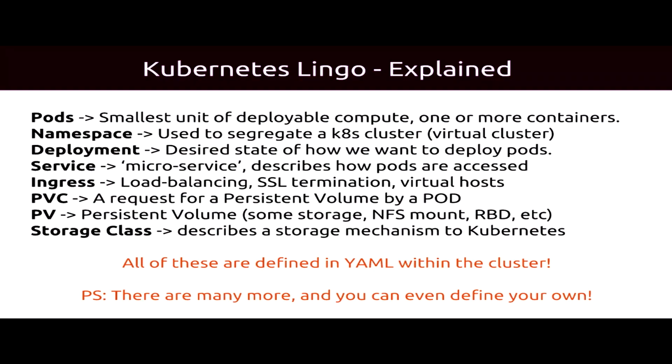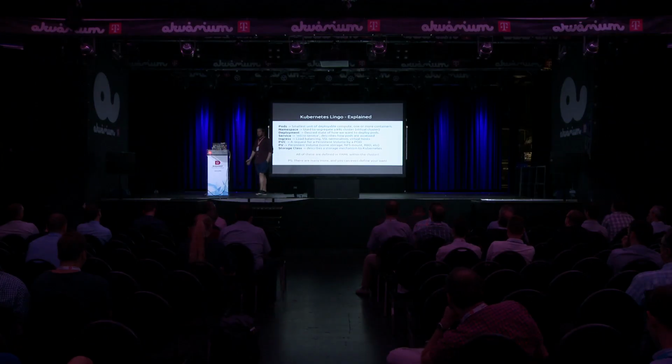So here's a couple of the words I've just used. A pod is basically the smallest unit of compute within the cluster. So this can be 1 or more containers, and this is typically what we're deploying all the time. A namespace, this is basically like a virtual cluster. Namespaces are used to segregate clusters. So if you have a big Kubernetes cluster and you want multiple people on your cluster, you typically have multiple namespaces. This could be different namespaces for different lines of business, different people, or different projects.